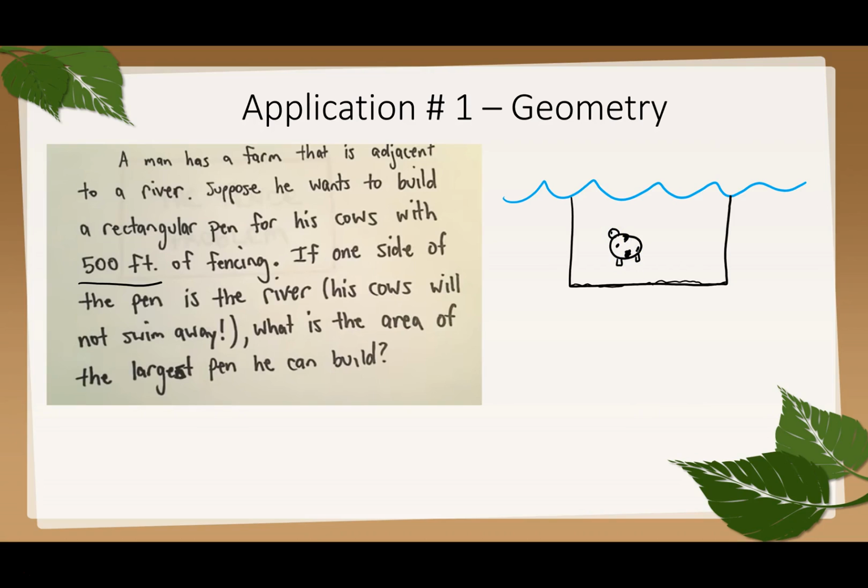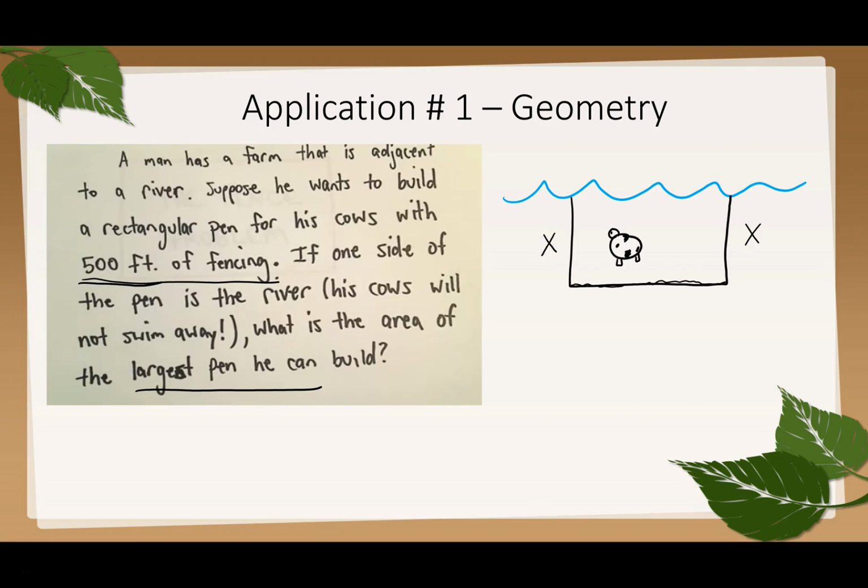If one side of the pen is the river, his cows will not swim away. What is the area of the largest pen he can build? Well, the most important thing so far is that we only have 500 feet of fencing. So we're going to call this side X, and that has to be the same length as this side.